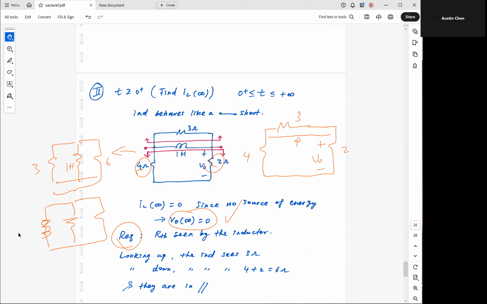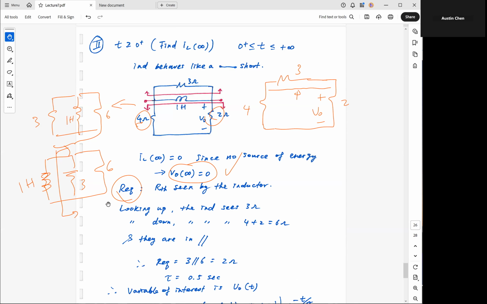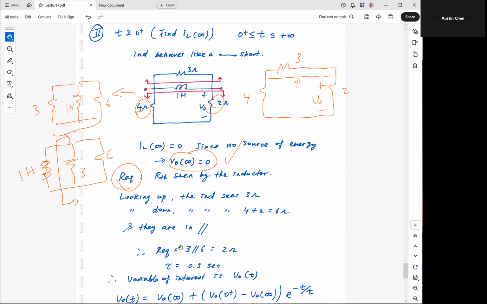So this is my inductor, 1 Henry, this is 3, and then this is 6. As far as this inductor sees, it sees 3 and 6 in parallel. So I swap the position between the 1 Henry and the 3. This inductor, when it looks to the right, sees 3 and 6 in parallel. That's how I got 2 ohm over here for the Req.